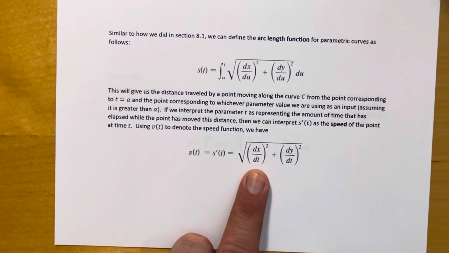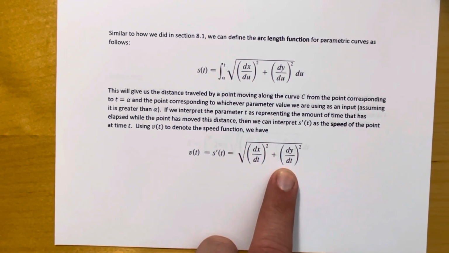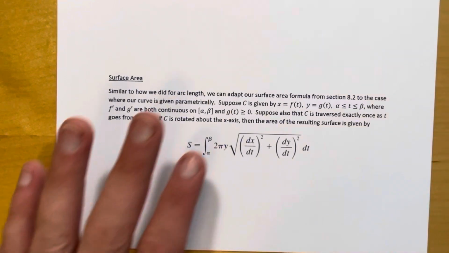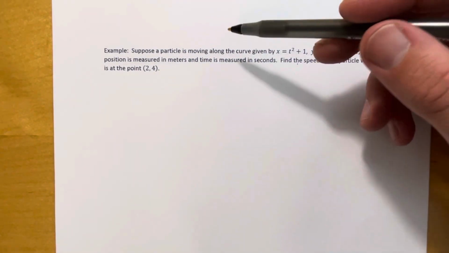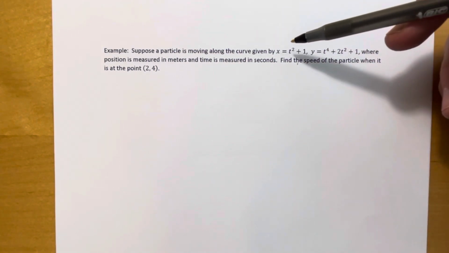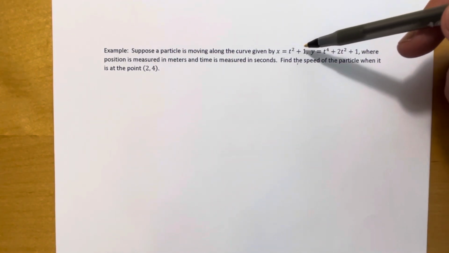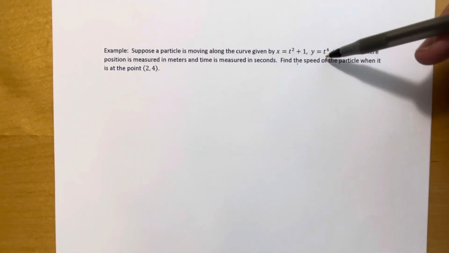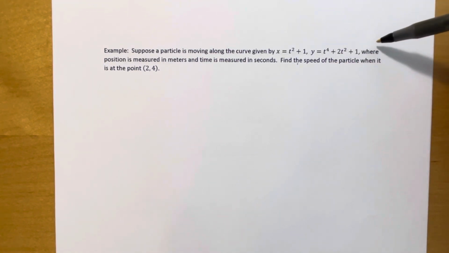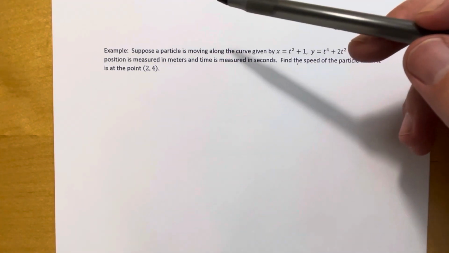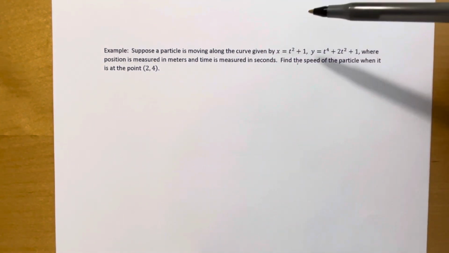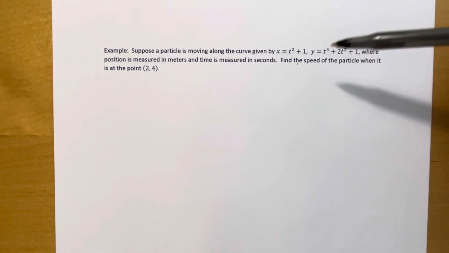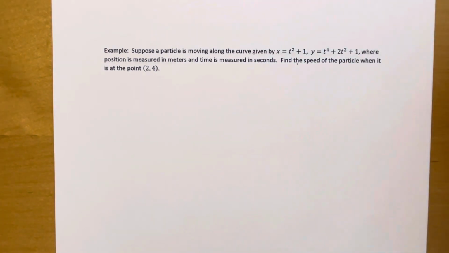Notice there's no integral here. It's just this radical as it is. So let's try an example. Let's suppose that a particle is moving along a curve given by x equals t squared plus 1, y equals t to the fourth plus 2t squared plus 1. And we're going to suppose that position is measured in meters for this one. Time is going to be measured in seconds, so we have some units here. We want to find the speed of that particle when it's at the point 2, 4.